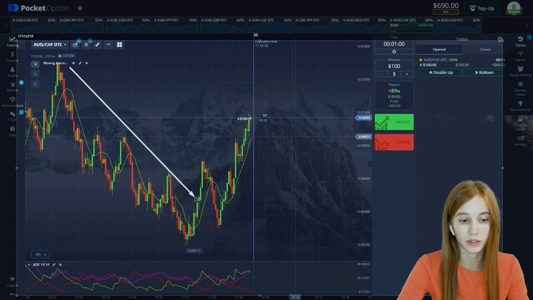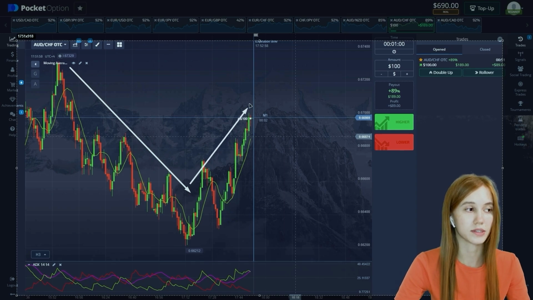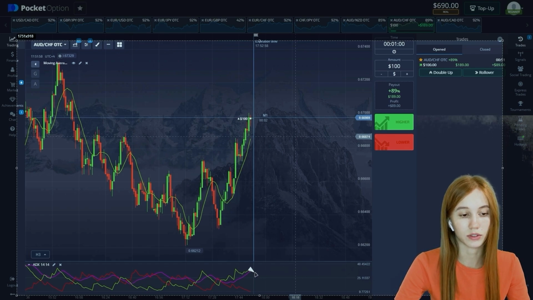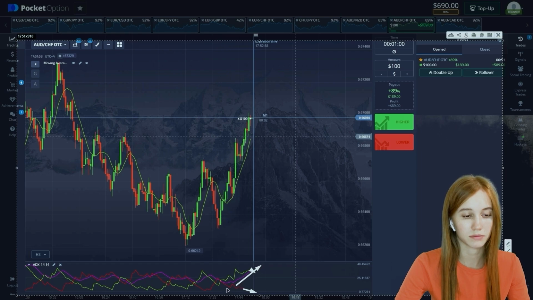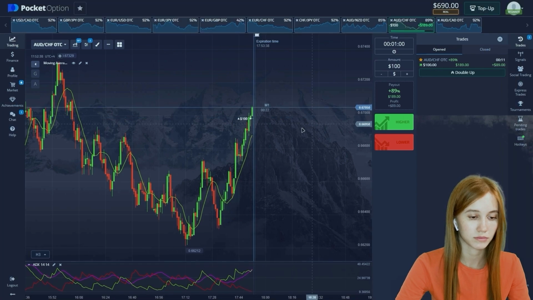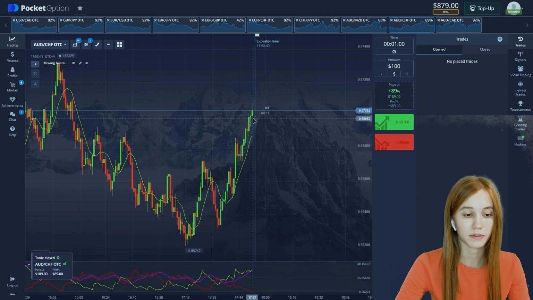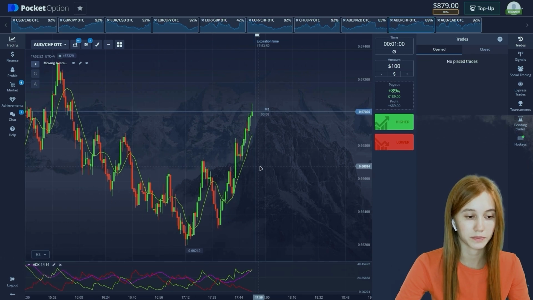Now the market is recovering. Also on ADX, the green line began to go down, but the red line also went down. The purple line went up strongly, indicating great instant intensity. These are 7 seconds until the end of the deal. And let's see. The chart is growing well. Plus deal, profit is $89. Good. Let's move on.